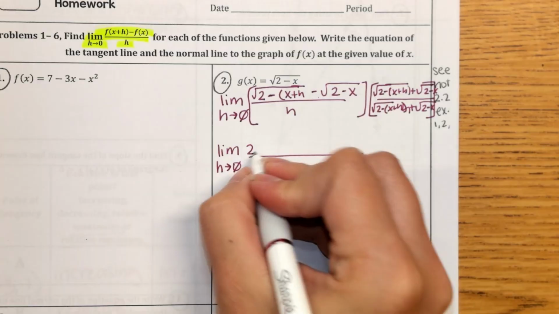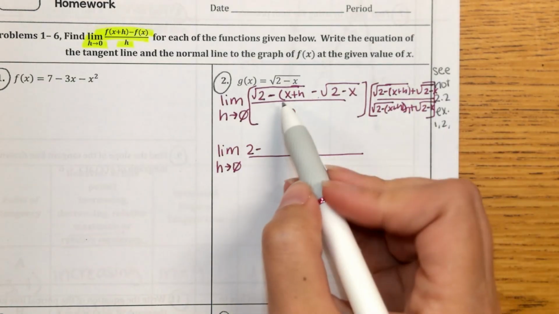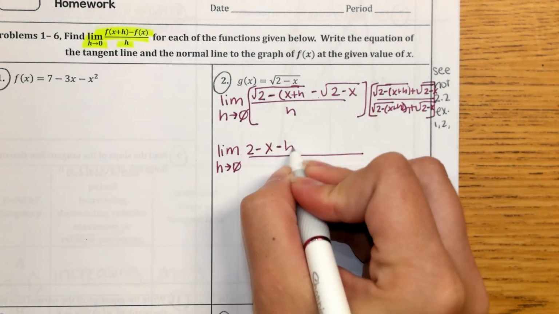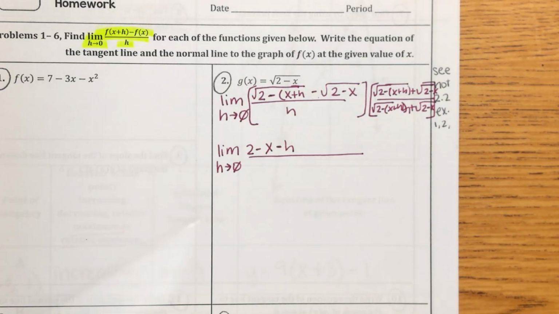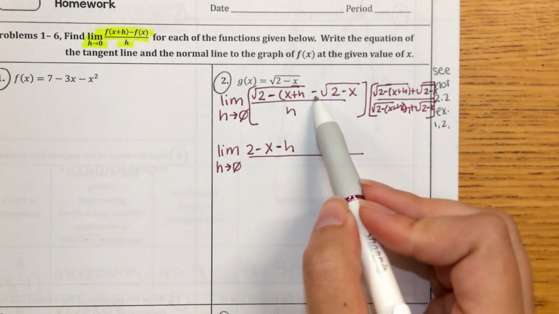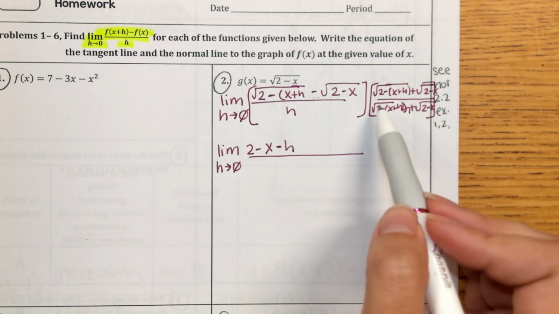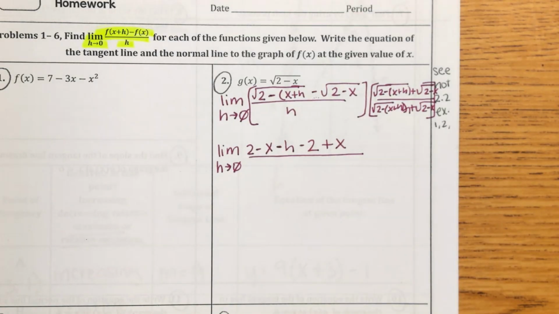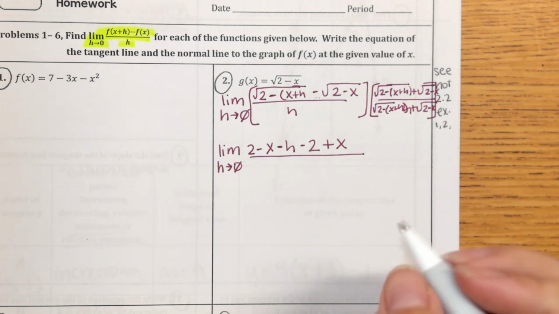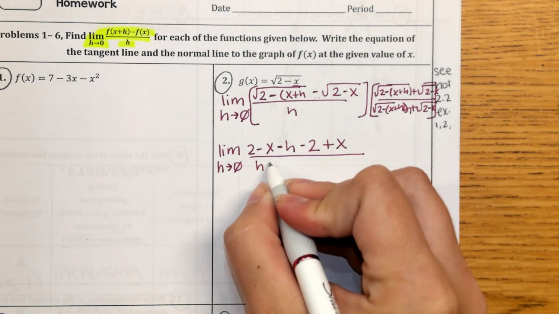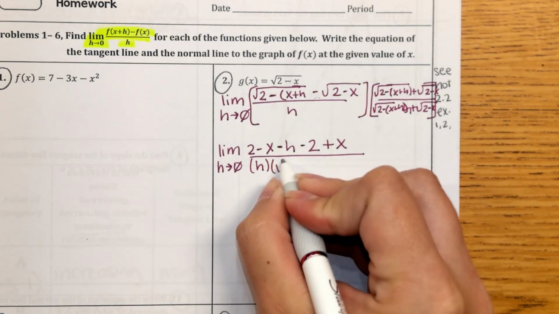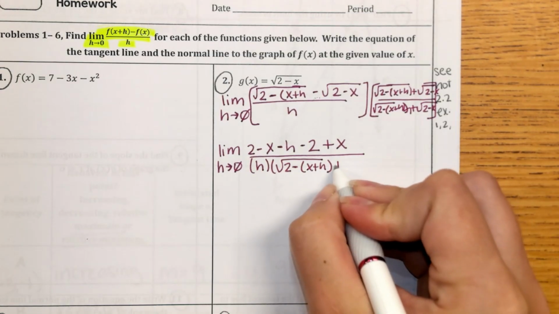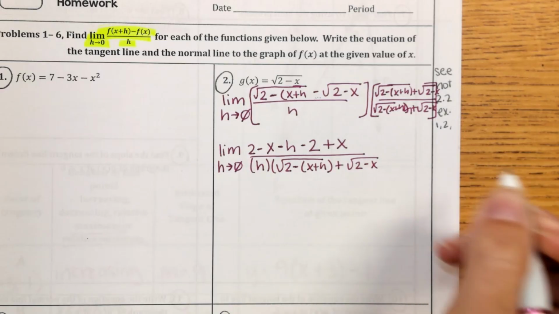So this becomes 2 minus. We're going to go ahead and distribute this negative symbol, so this becomes negative x and negative h. And we're going to go ahead and distribute, because remember, a positive times a negative is a negative, so this is going to be minus 2 plus x. Remember what's in our denominator, because we want to be able to cancel it out. We're going to leave those as is, so it's h times the square root of 2 minus x plus h plus the square root of 2 minus x.